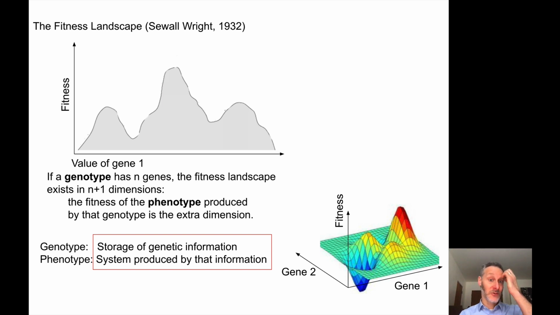This is one of the most famous and powerful thought experiments in all of science. It was formulated by a biologist, Sewall Wright, back in the 1930s, and it's known as the fitness landscape. So what I want you to do is call up in your mind a hypothetical landscape. Let's start with a very simple one, a two-dimensional landscape.